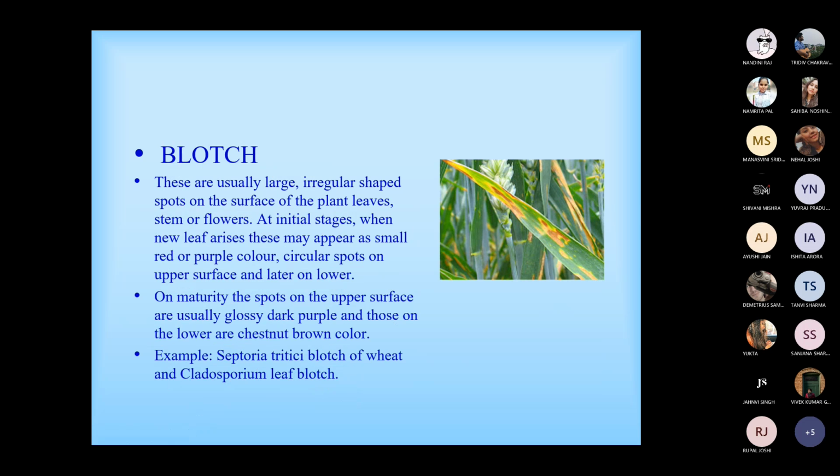Then we have blotch. These are usually large, irregular shaped spots on the surface of plant leaves, stems, or flowers. In the beginning, when the new leaf arises, these spots may appear as small red or purple circular spots on the upper surfaces, and later they are seen on the lower surfaces also. When the leaves become mature, the spots on the upper surfaces are usually glossy dark purple, and the lower surfaces are brown, chestnut brown in color. For example, Septoria tritici blotch of wheat and Cladosporium leaf blotch. These are two pathogens which cause these kinds of symptoms.